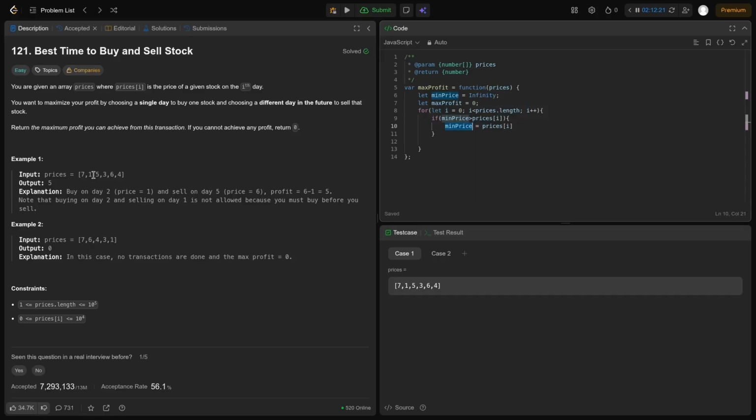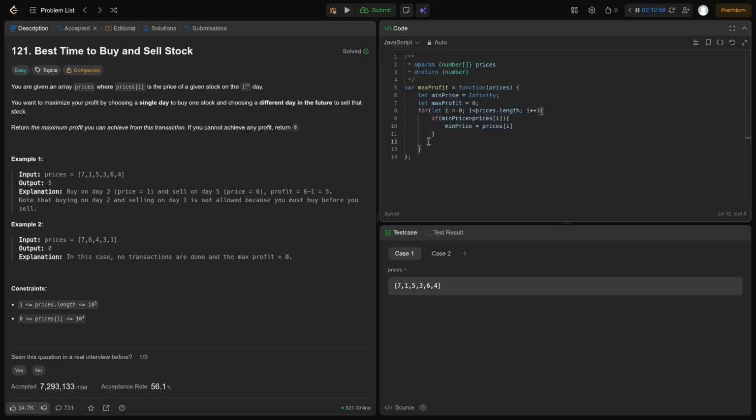Then we will get to the element with value 5, and here, as 5 is greater than 1, which is the minimum price, the minimum price will remain the same, that is 1, and the max profit I will get is 4. So we'll track the maximum profit in the same traversal of the array. That will take just one loop to get the maximum profit and the minimum price.